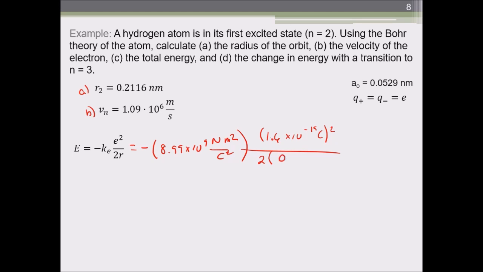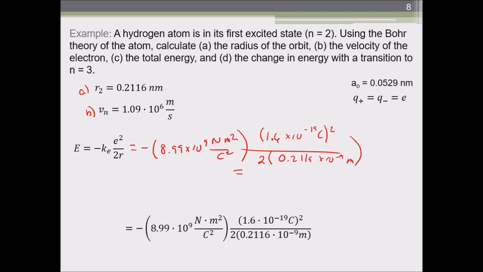Times the radius that came from the previous equation, 0.2116 times 10 to the negative 9th meters, and that gives us the number. Happens to be 5.44 times 10 to the negative 19th joules, or 3.4 electron volts, which is what we said was the energy level of that second energy state.